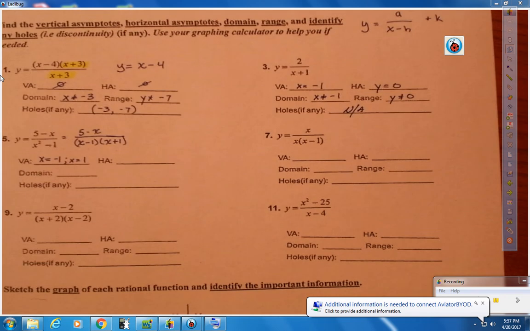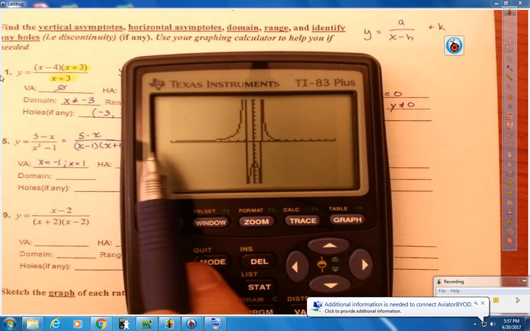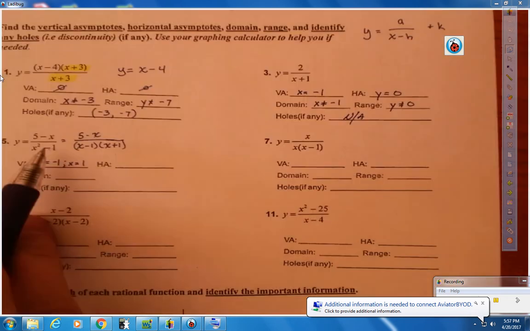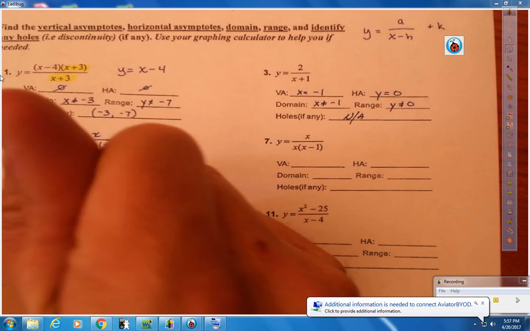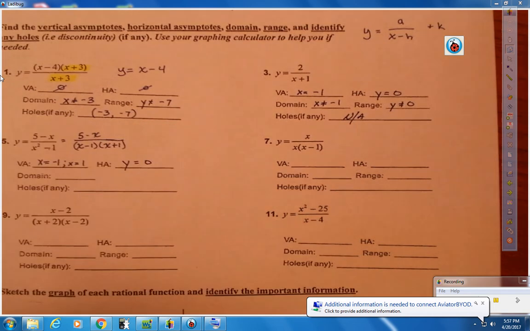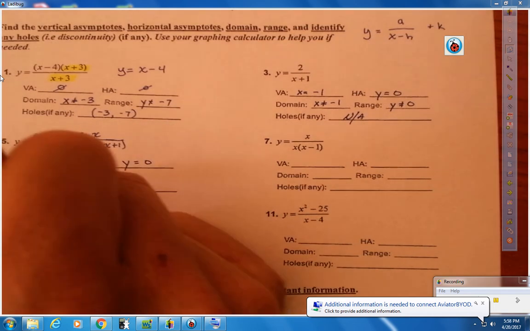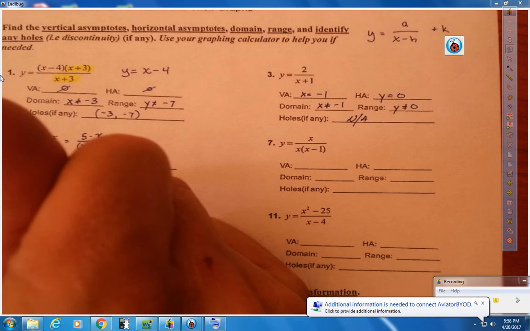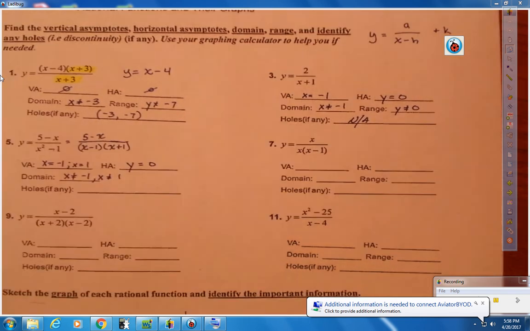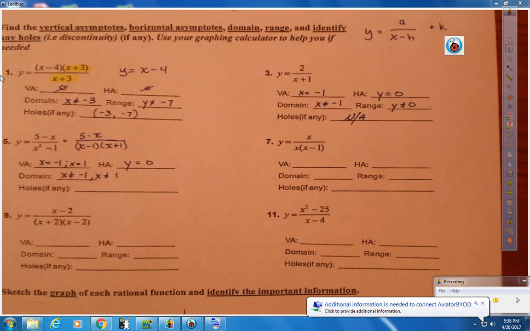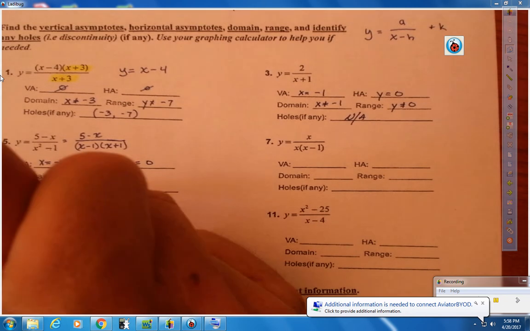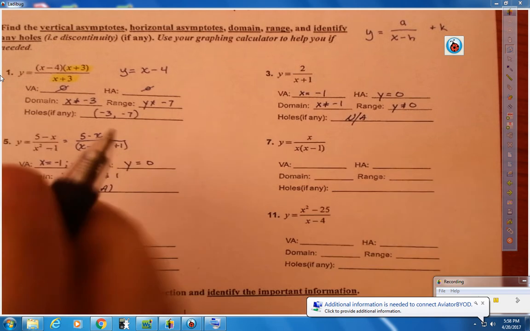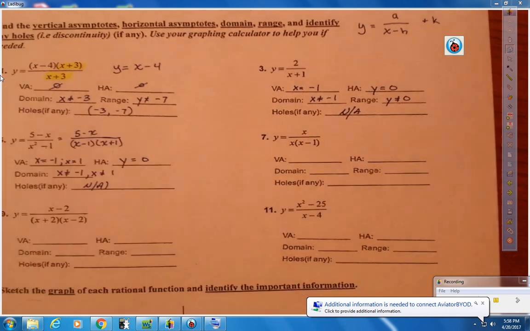My horizontal asymptote, if I look at this, if I can notice it here, it's right at the line y equals 0, and that makes sense because there's nothing being added or subtracting at the end. My domain, x is not allowed to equal -1, and x is not allowed to equal 1. Range, I guess we don't have to put that here because it's not listed. So we'll skip that. Holes, there are none. And the reason there are no holes is there was nothing that could cancel out like number 1. Okay?